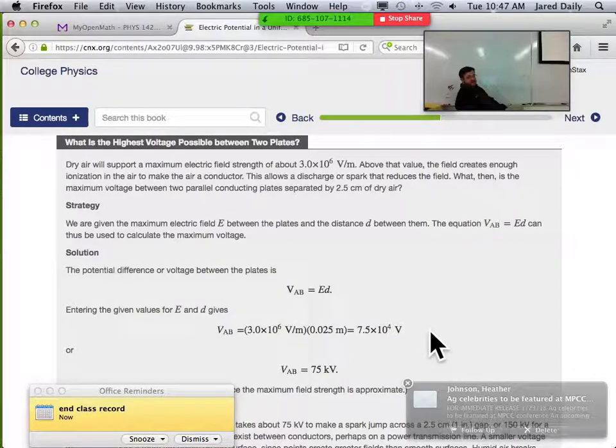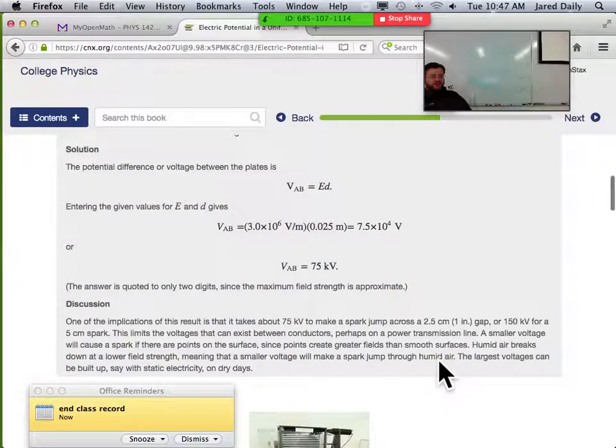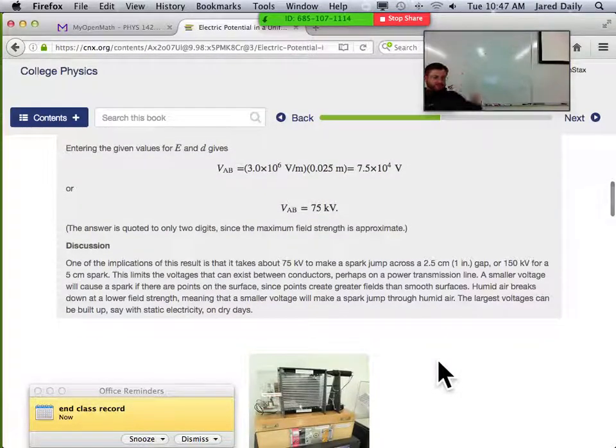And what do you get when you do that? You get 3 million times 0.025. You're going to get a quarter of 3 million. Okay, so in the end, it actually ends up being 75 kilovolts, or 75,000 volts of voltage between those two plates if they're only 2.5 centimeters apart.